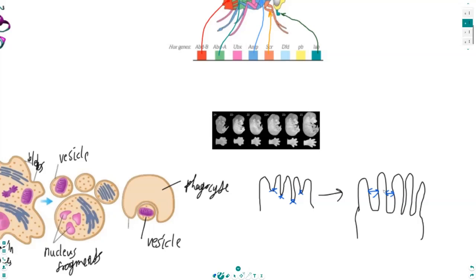So that's it for this module. That was module 6.1, which is cellular control.